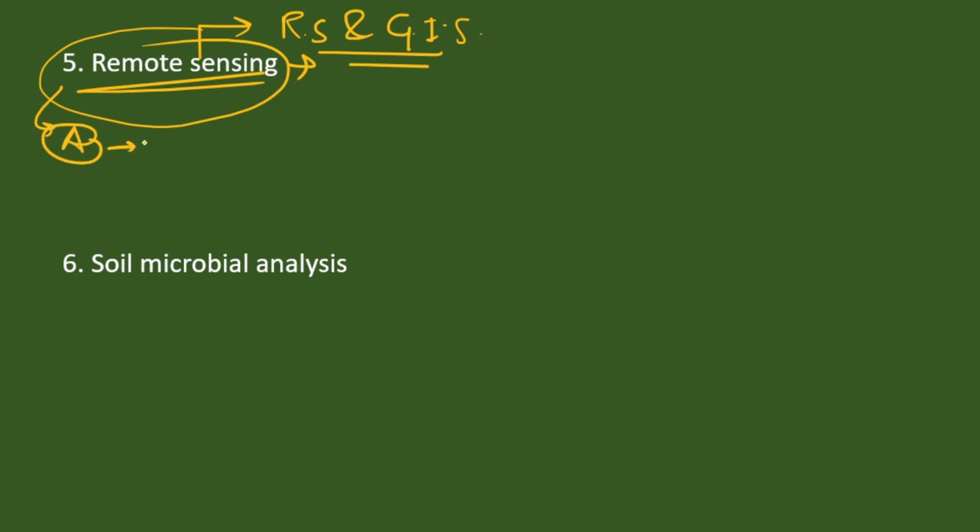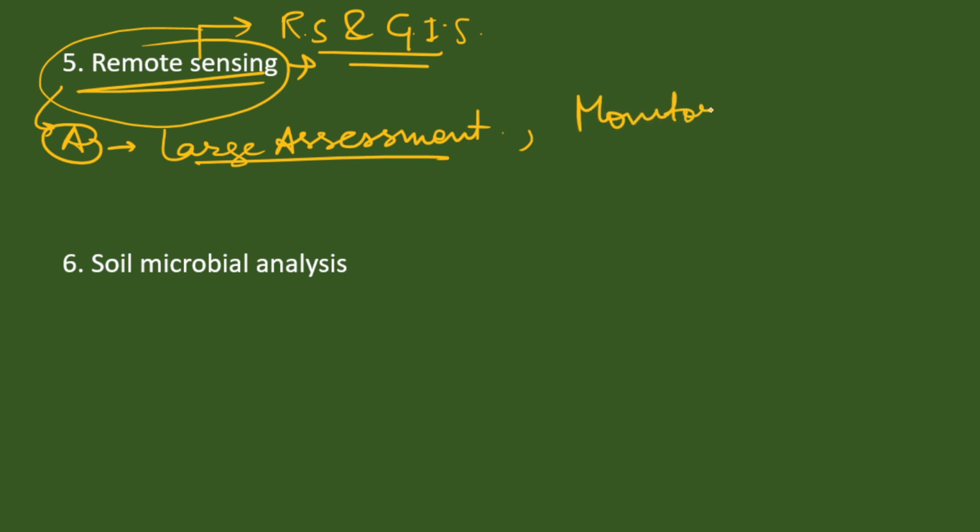What are its advantages? Allows large assessment, because here we use satellites, different kinds of machines, drones, so we can do the large assessment of soil in a very short amount of time. It also helps us in evaluating the changes, monitoring changes over time. We can compare the results of various years using remote sensing, and we will get to know how soil is changing year by year. So this is one of the most important advantages of remote sensing.